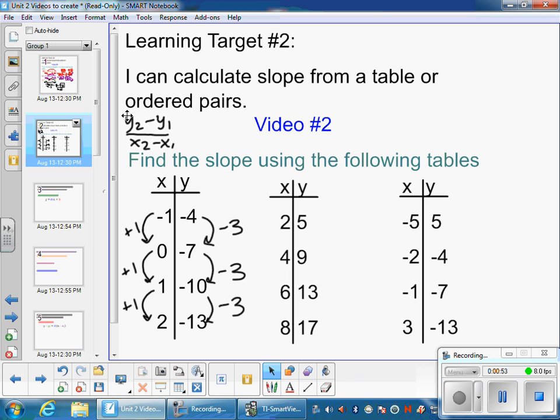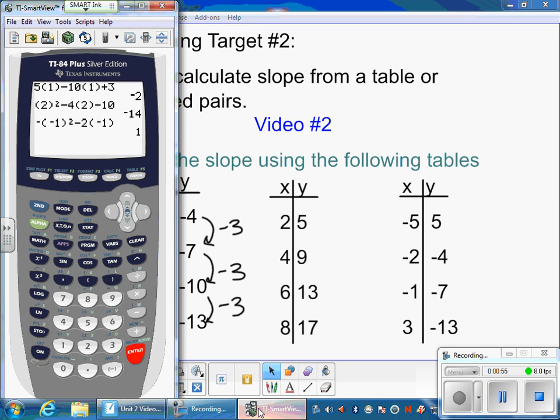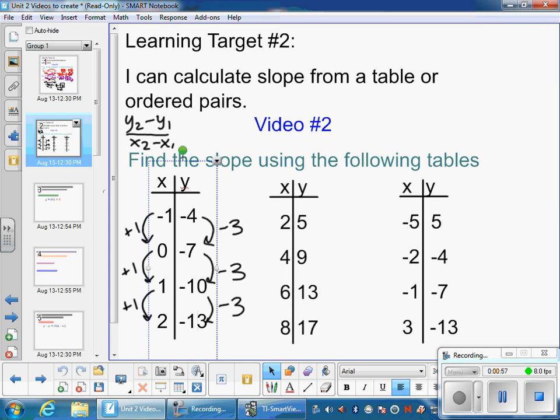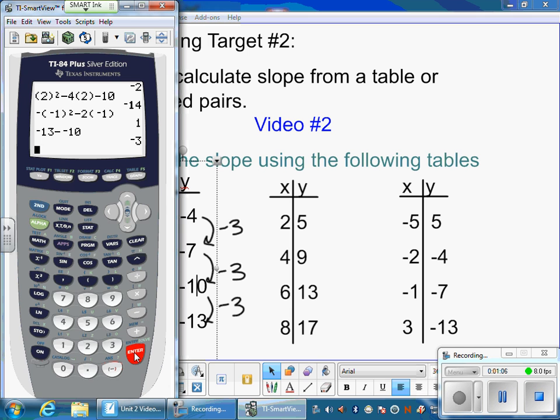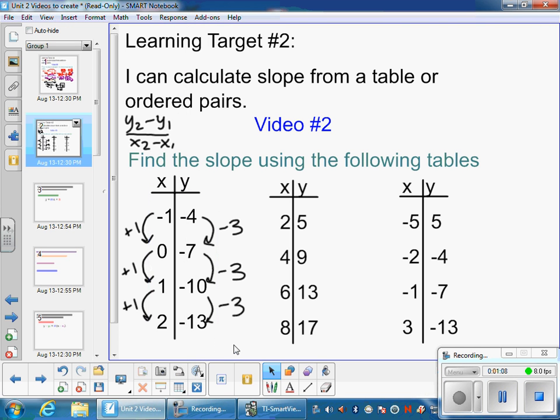If you struggle seeing this, you want to work your way backwards. So you want to work y2 minus y1, which would be -13 minus -10. And you can type it in, and you'll see that's -3. So that's how I'm doing it. I just like to think of how I'm getting there instead of actually subtracting.